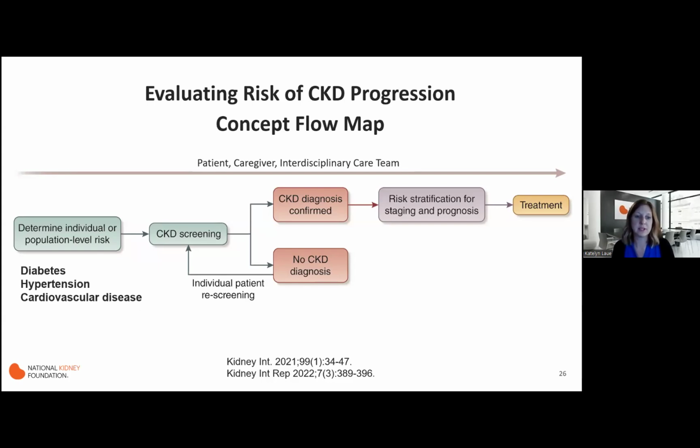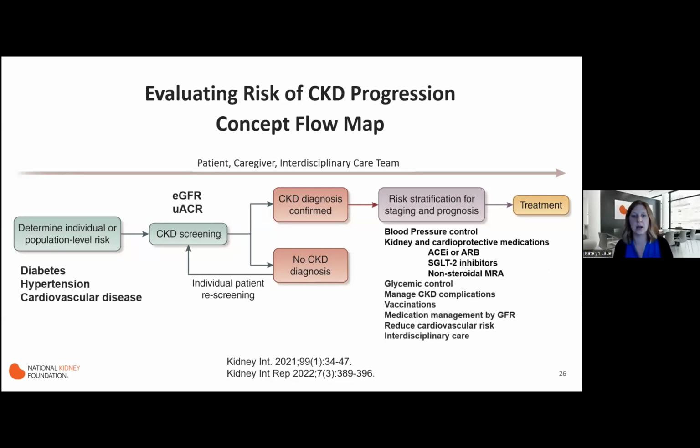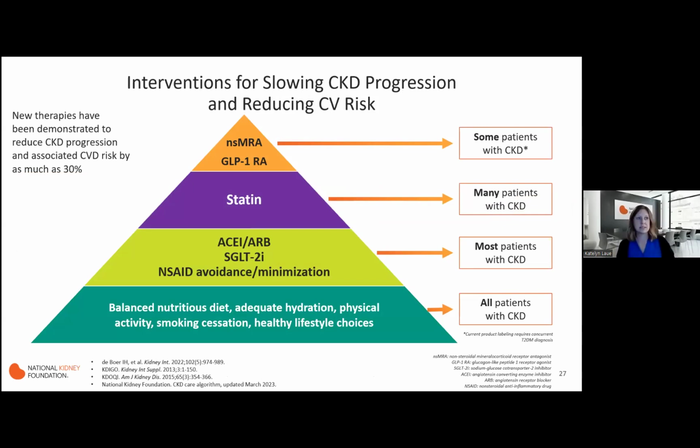And again, for population level risk, we really want to emphasize diabetes, hypertension, and cardiovascular disease. I've got on the slide here and also on the next slide some of the recommendations for risk stratifying and managing, treating CKD. This pyramid here re-emphasizes some of those recommendations. It's designed in a pyramid to help you see which therapies should be applied to all patients with kidney disease and which patients.